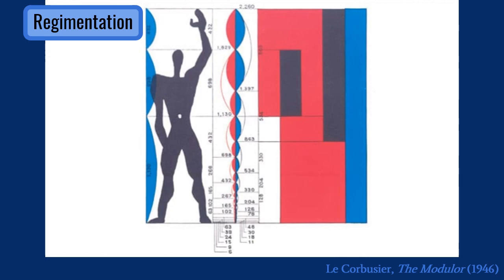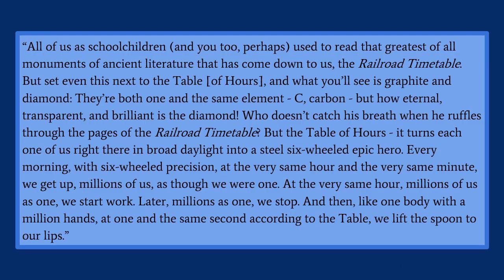When D503 is talking about this, he's talking to us about the table of hours, which is what is used to regiment their day. It's the timetable which dictates all of their movements. So he writes, all of us as school children, and you too perhaps, he's addressing his potential readers on Mars here, used to read that greatest of all monuments of ancient literature that has come down to us, the railroad timetable. But set even this next to the table of hours, and what you'll see is graphite and diamond.